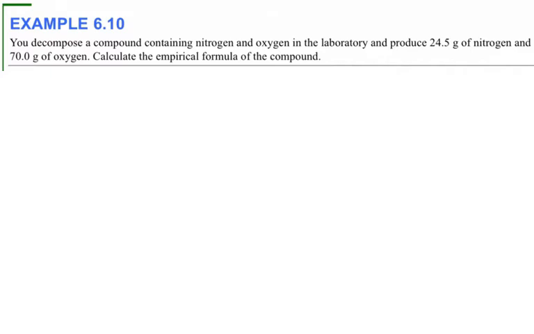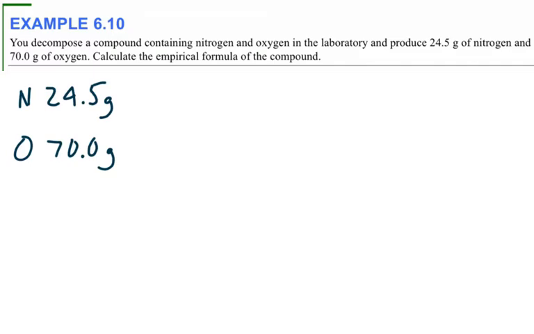They tell you the elements of the compound, and here's the data. This compound has 2 elements: nitrogen, which is 24.5 grams, and oxygen, which is 70 grams. Now, in this example, the data is in grams. So, step number 1, and again, I'll walk you through it.